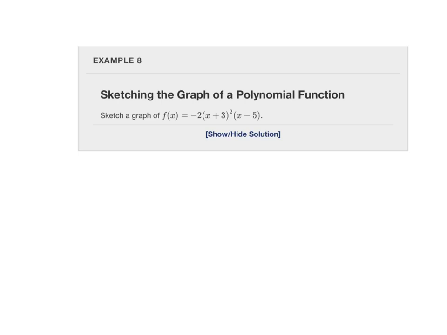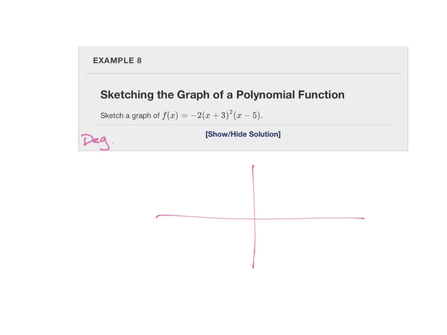Example 8. It says sketch the graph of a polynomial function. Sketch the graph. So the first thing we want to do is do what? What did I have y'all walk through yesterday? Yeah, we talked about the degree first. What's the degree?